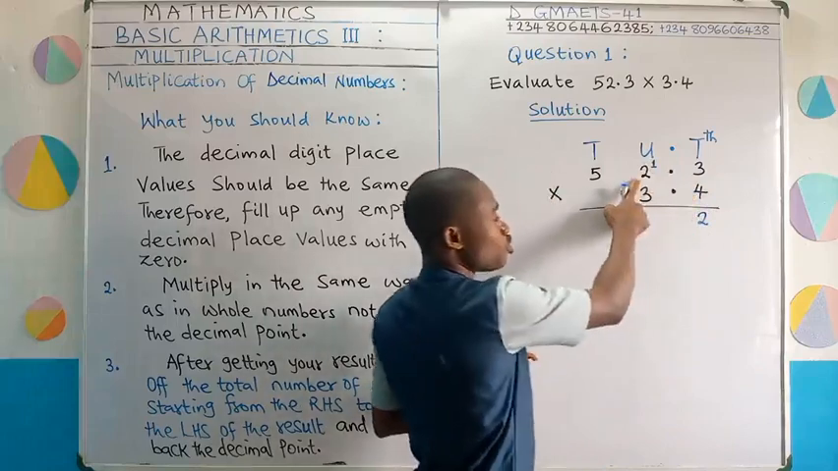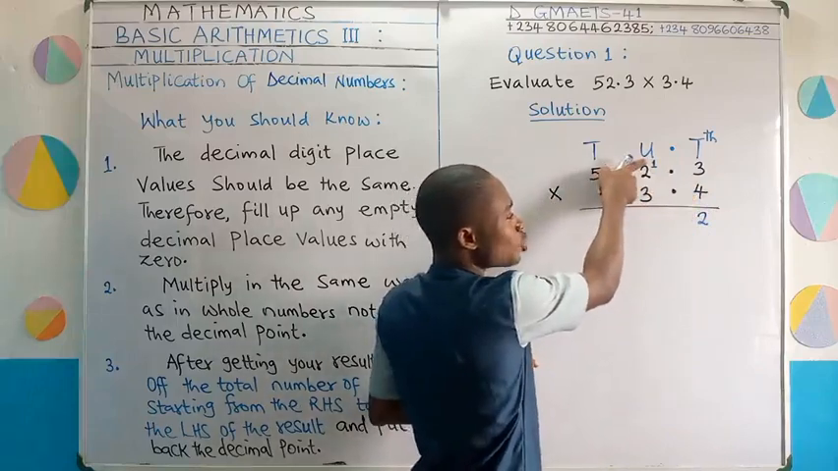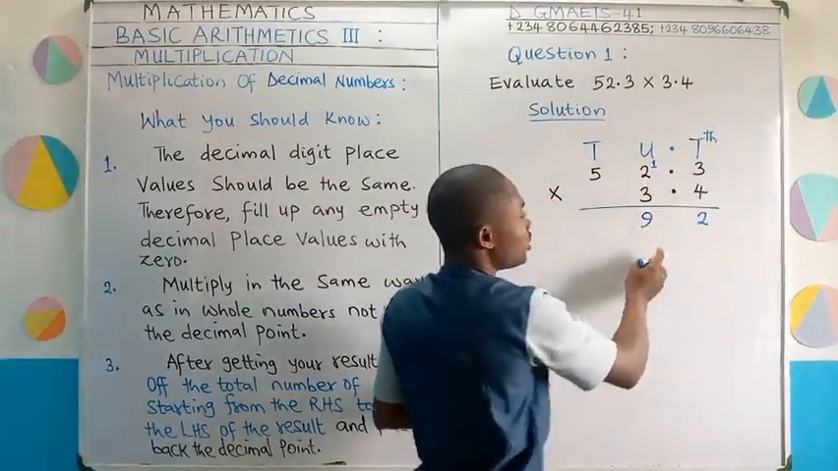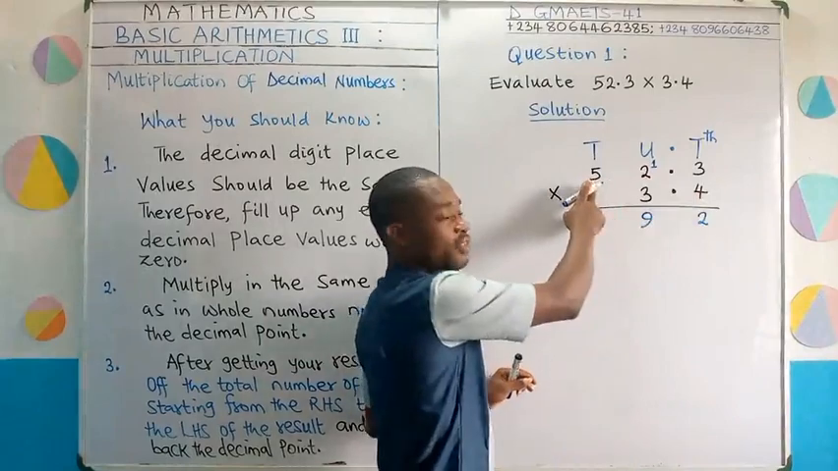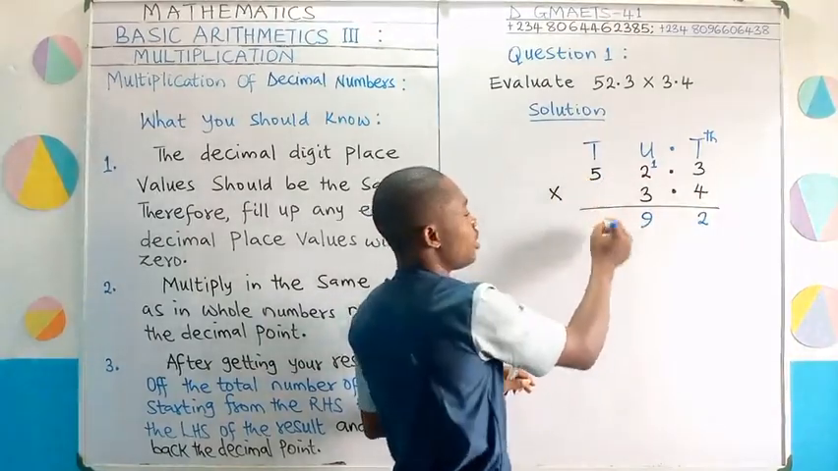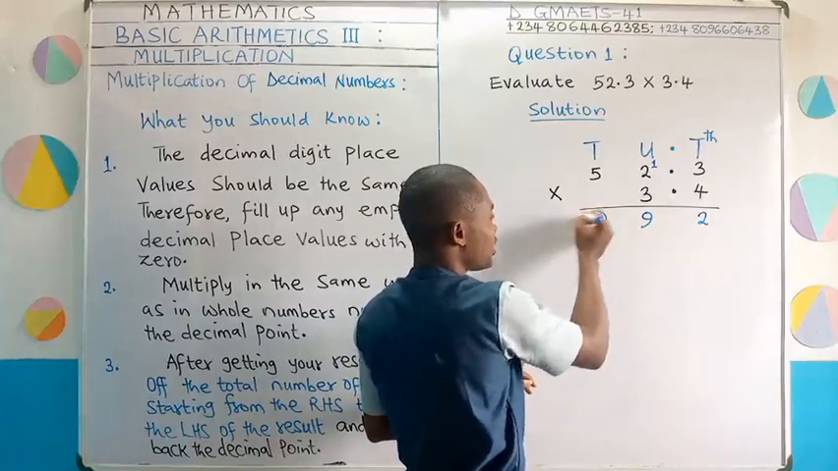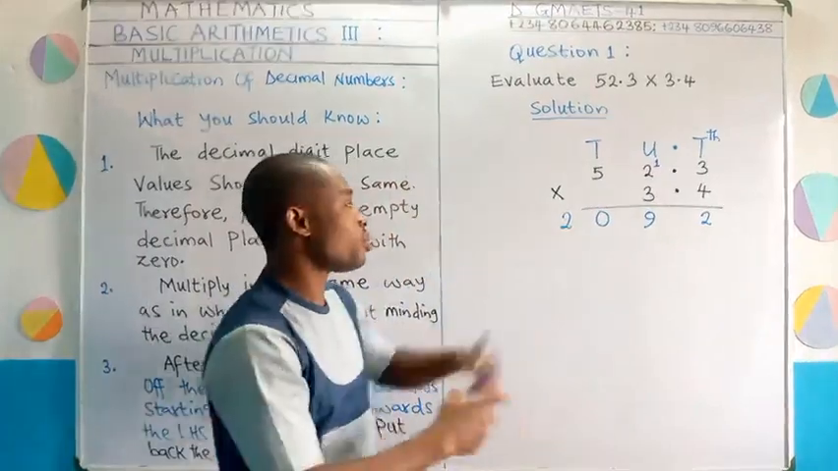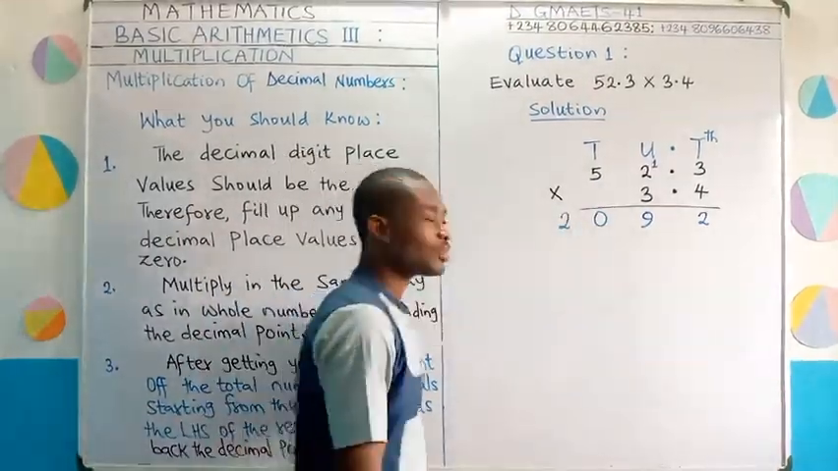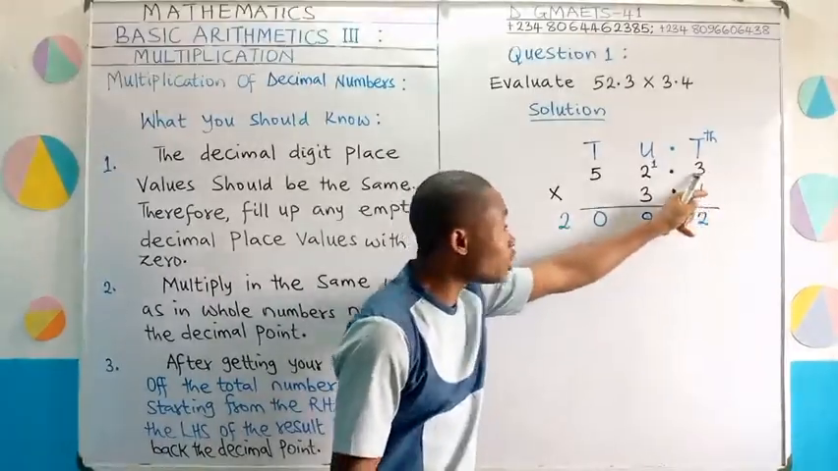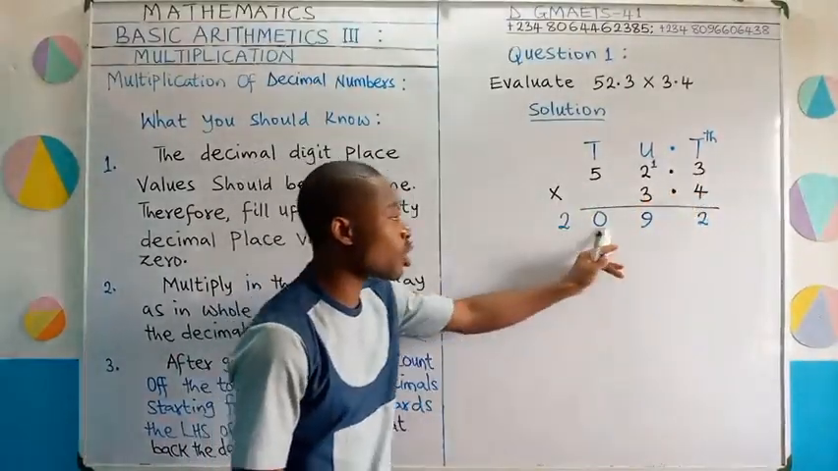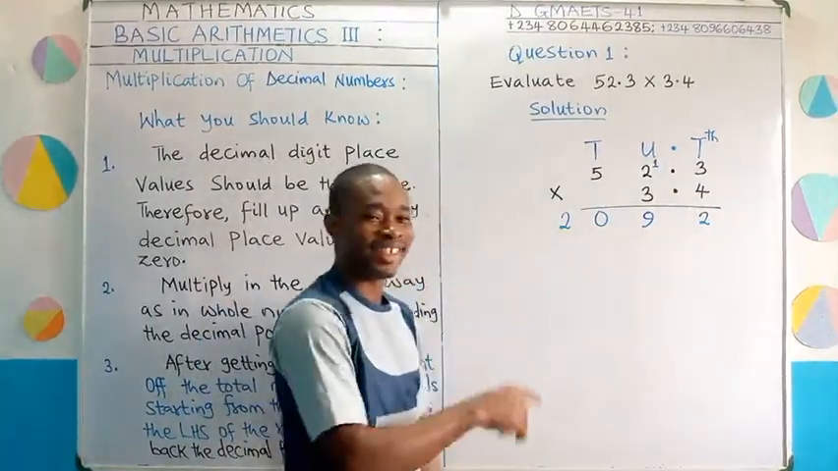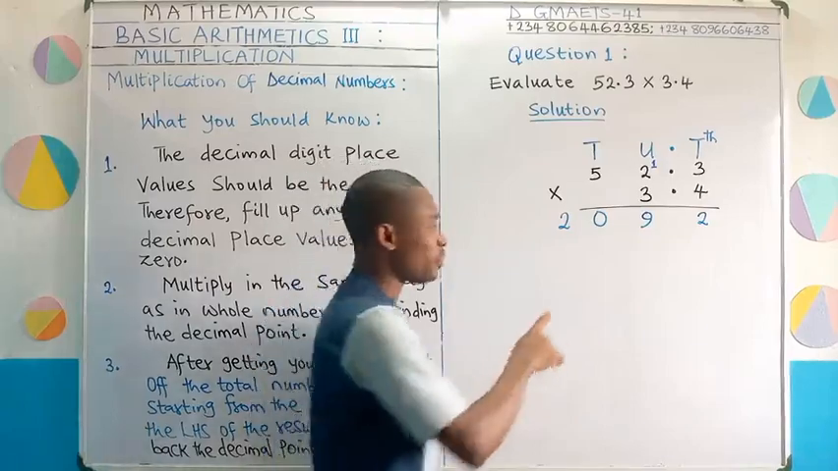Then 4 times 2 is 8. Add this one you moved, you'll get 9. And so I'll record 9 here. Then next, 4 times 5 is 20. That 20, you record 0 under tens and then shift your hand, write 2 under the invisible place value of 100. This 4 has done its multiplication and we got 209 and then 2 there, right? Forget about what we got there. Let's move on to the next multiplication.